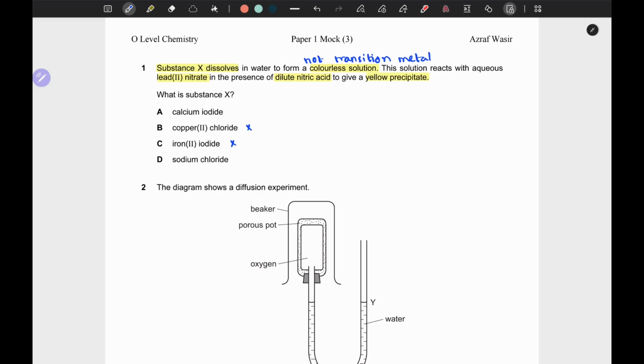The solution reacts with aqueous lead-2 nitrate in the presence of dilute nitric acid to give a yellow precipitate. This yellow precipitate is lead iodide. The second sentence is essentially just the test for iodide ions. So lead iodide was formed. That means our substance X must contain iodide ions as well. In that case, it can't be D either because that's sodium chloride. So the answer for A should be calcium iodide.